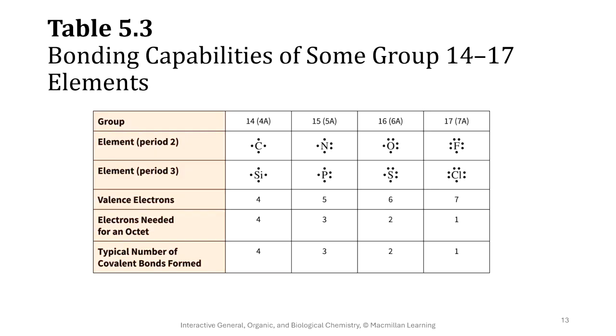Now, for carbon to achieve an octet, it would have to add 4 more electrons, so it will need 4 more bonds. Nitrogen needs 3 more electrons to get to an octet, so it will tend to form 3 bonds. Oxygen will need 2 electrons to form the octet, so it will form 2 bonds. And likewise, fluorine needs 1 electron, so it will form 1 bond to create its octet.